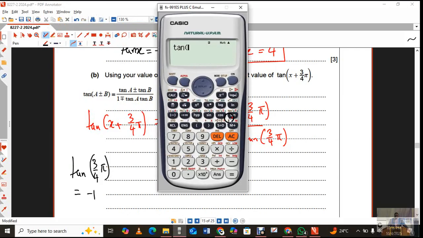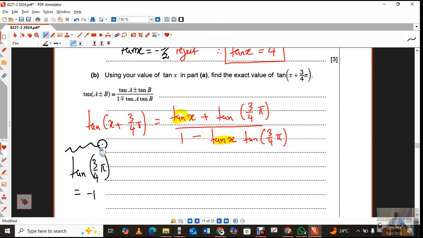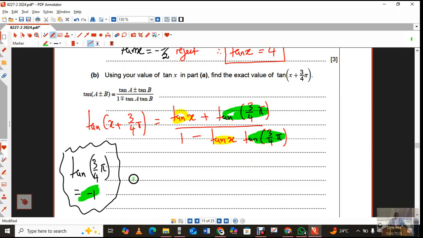All right? So it's radian mode. You have tan of 3 over 4 pi. That's -1. Good. So that means where I have this, I'm going to replace it by this. Does that make sense? Right, so let's go ahead then and do it.